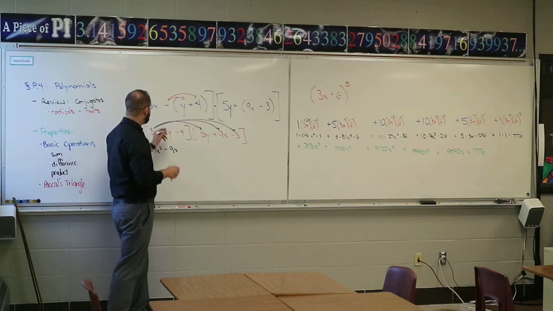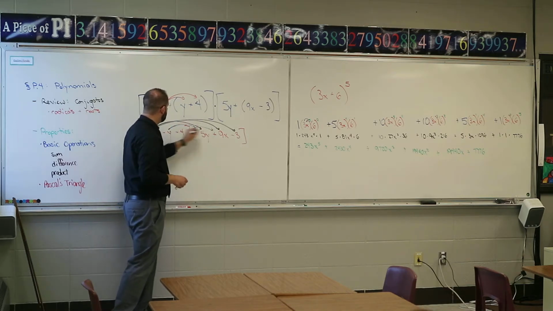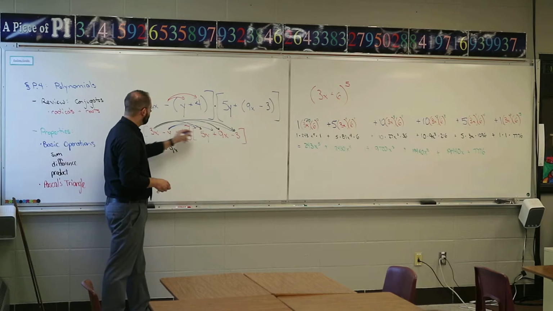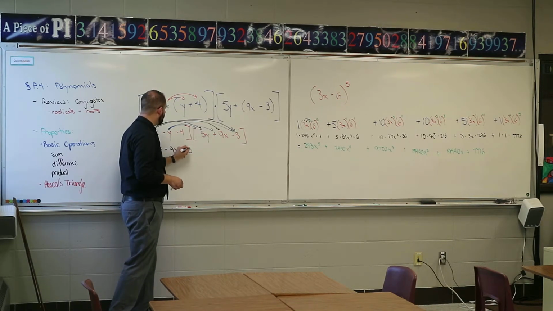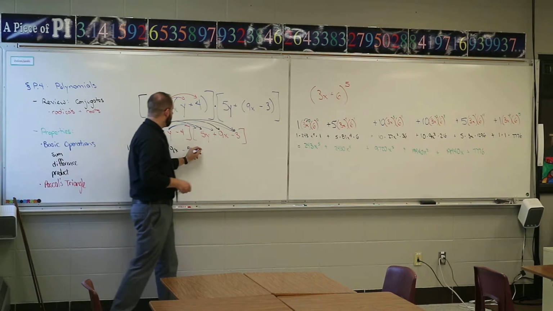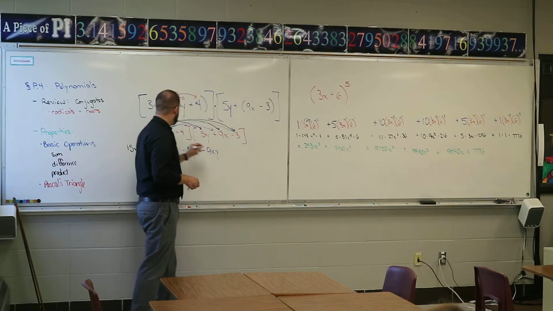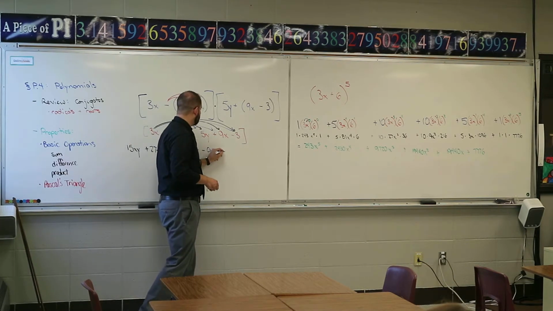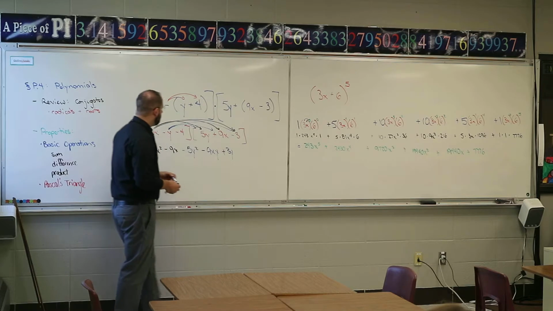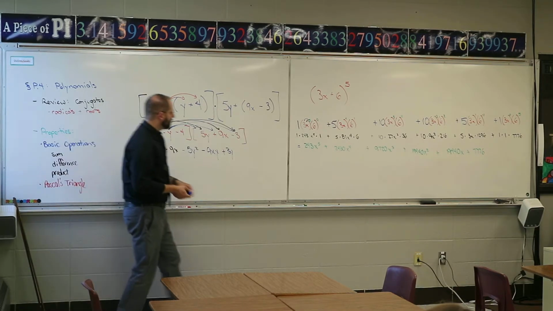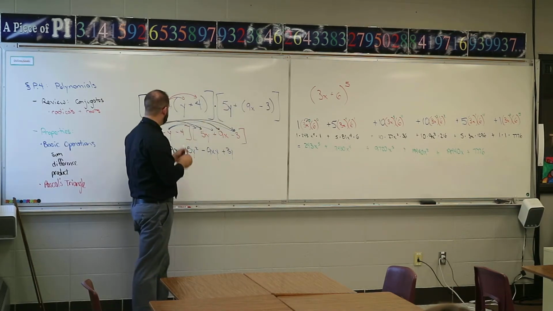Same thing, going with the negative y times everything back here. Color coding. Negative y times 5y is negative 5y squared. Negative y times 9x is negative 9xy. And negative y times negative 3 is positive 3y. There's that. And the last item, that's the negative 4 times everything in the back.